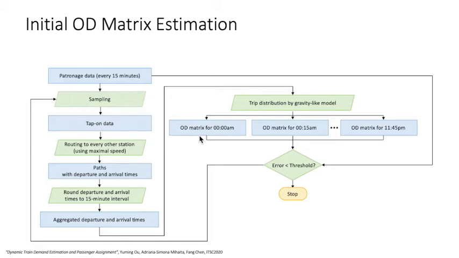For a whole day, 24 hours, there are 96 OD matrices. Finally, we check the error against the patronage data in terms of trip count. If the error is less than a given threshold, then it stops. Otherwise, it will go back to the sampling step, and then do it again until the stopping condition is satisfied.